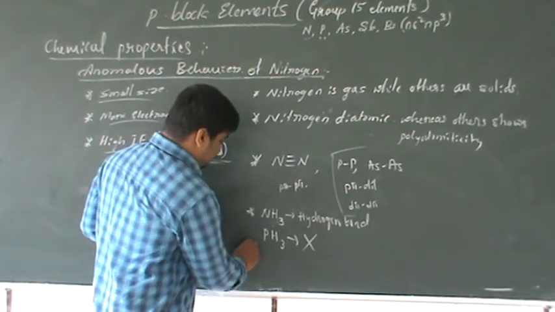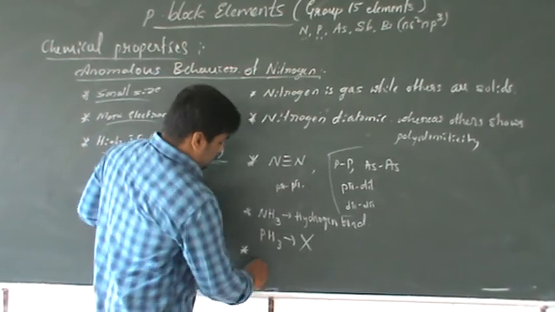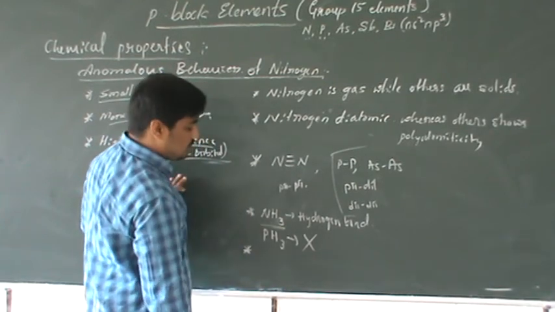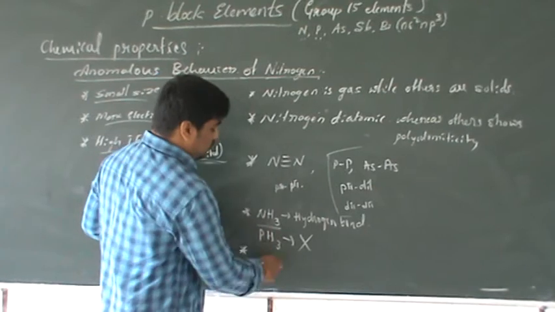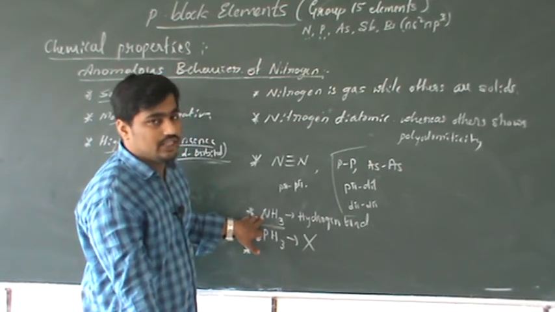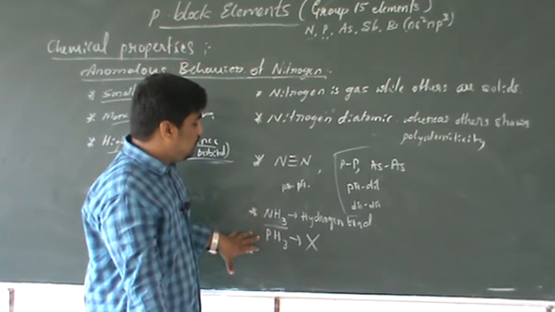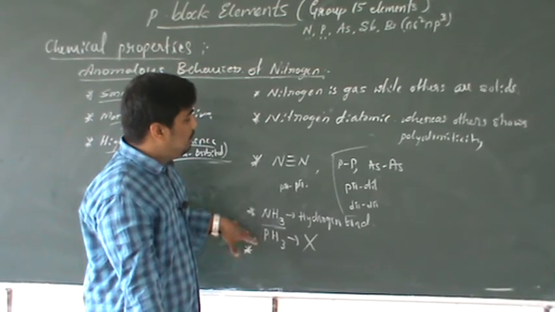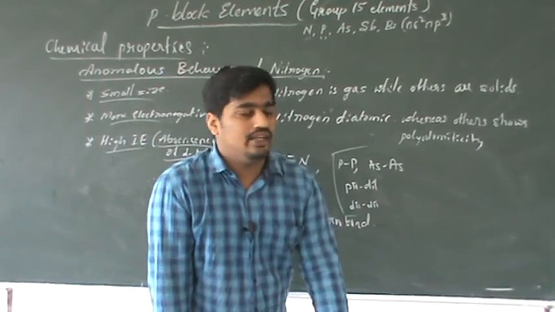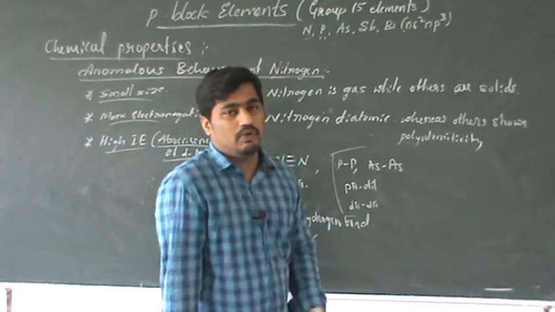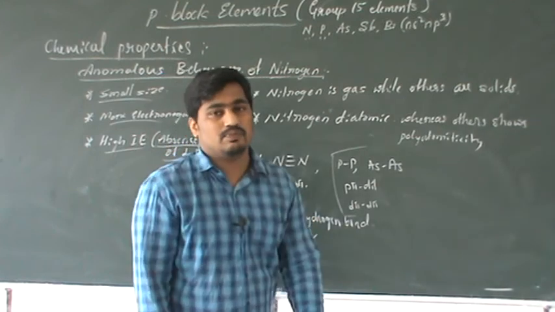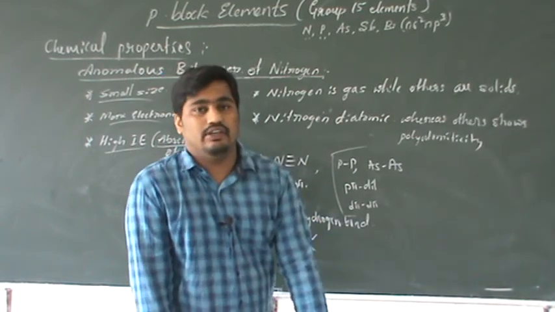And the next is that the hydride of nitrogen exists in liquid state, while others are in gaseous state. This is because of the smaller size and more electronegative nature of nitrogen. So these are the very important concepts of anomalous behavior. Please remember any three anomalous behaviors. That much is enough for your exam. There are 9 or 10 important anomalous behaviors, but these three are the most important. I will give this in your notes.